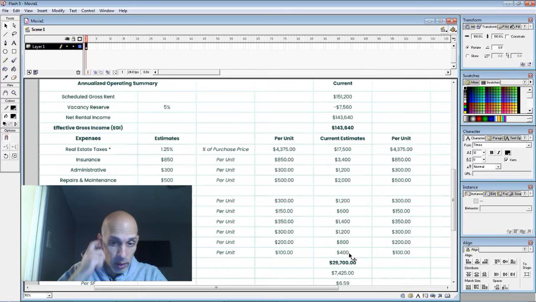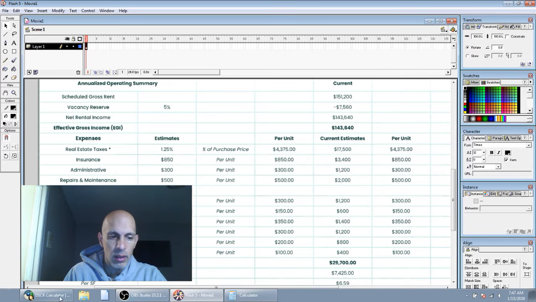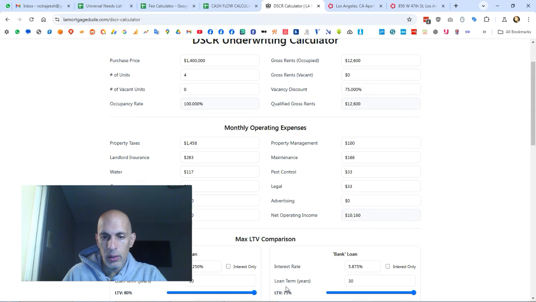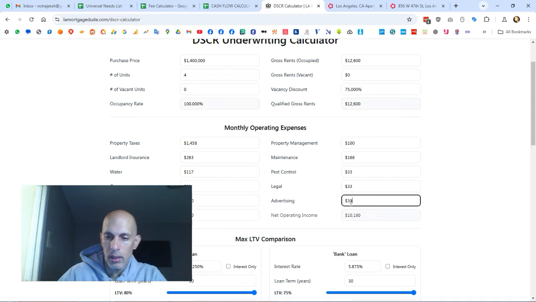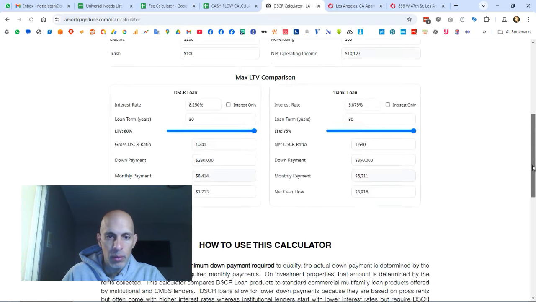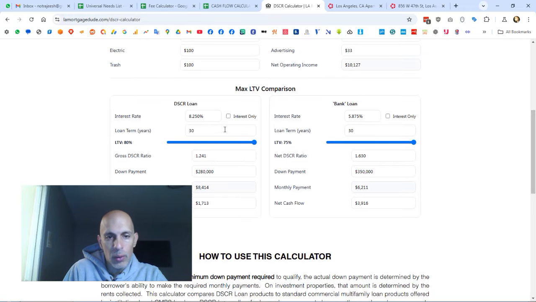Reserves 400, they are taking 400 roughly. So 400, let's apply that in advertising. 400 divided by 12 is 33. Yeah, that was pretty much where we are at. So for something like this, we're actually looking at closer to maybe 7.125 at a 1.0 DSCR ratio. At a 1.35 DSCR ratio, we might actually get closer to 6.5, 6.375.